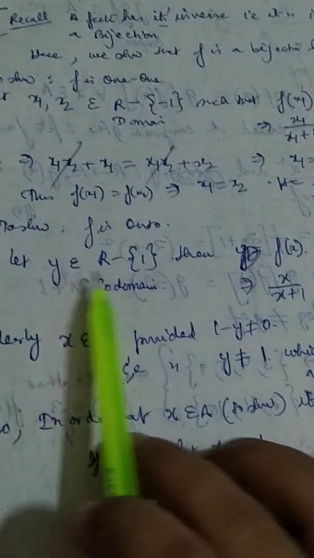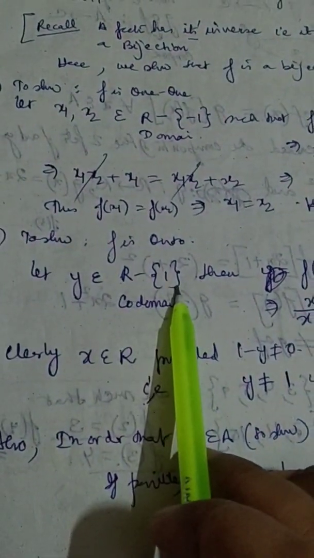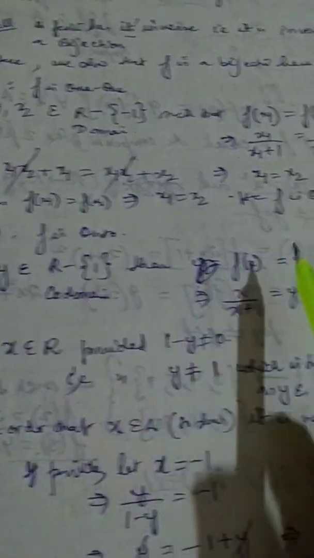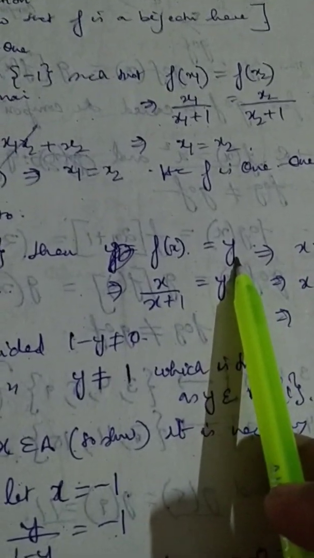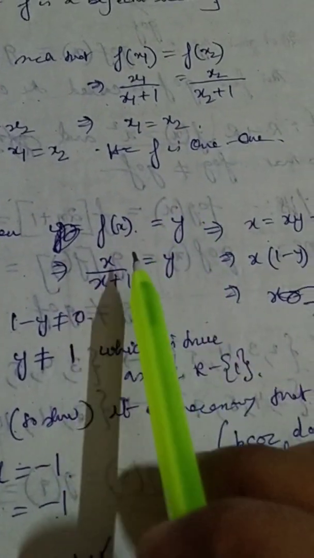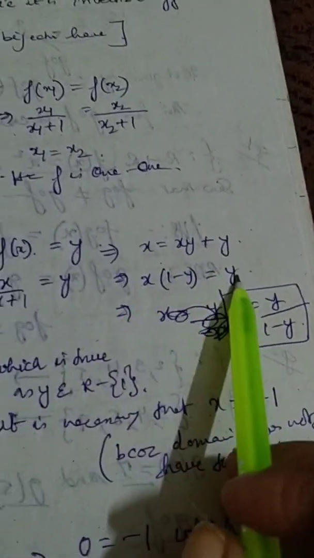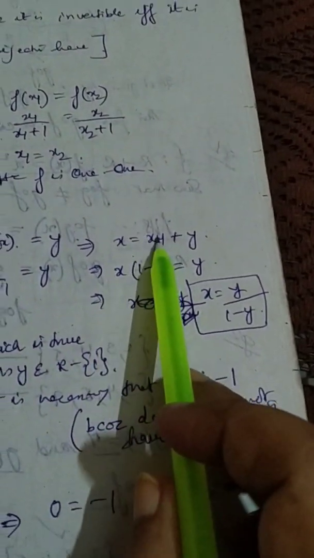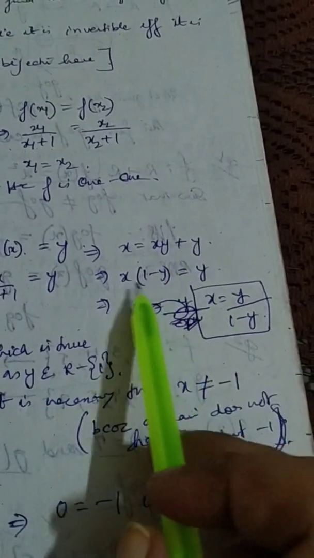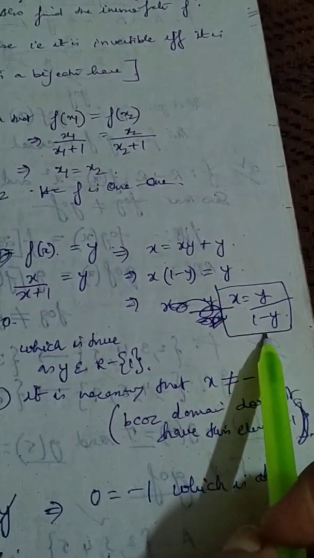So we will take an element, say y, which is arbitrary, from the codomain R minus 1, which satisfies the equation f(x) is equal to y. So we will solve this to get x. So f(x) is this, simplifying, that is cross multiplying, x common over here, 1 minus y is your y, so x is equal to y by 1 minus y.